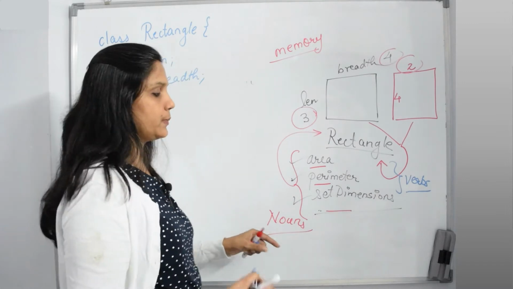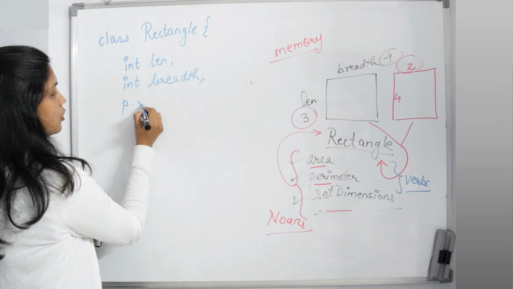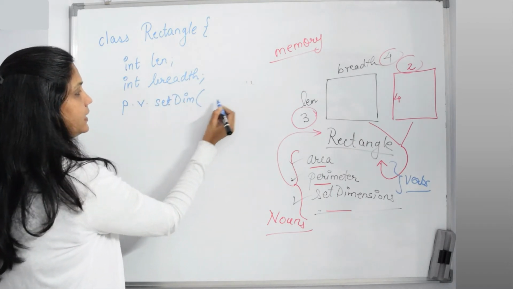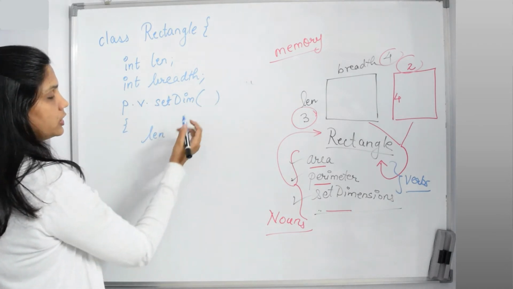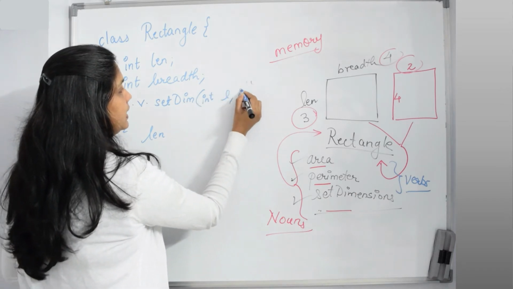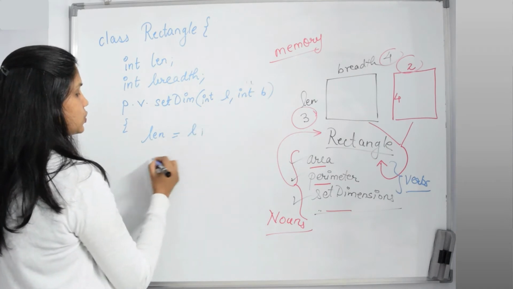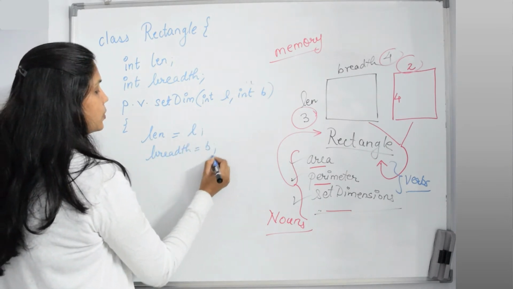Methods are always verbs. Remember, methods always do something, hence they are represented as verbs and they operate on the object, that's noun. So then I can create a method saying public void set dimensions, which again can set the dimensions for the length and for the breadth. So basically it can take parameters int L, int B, and I can say length is equals to L and I can say breadth is equals to B.